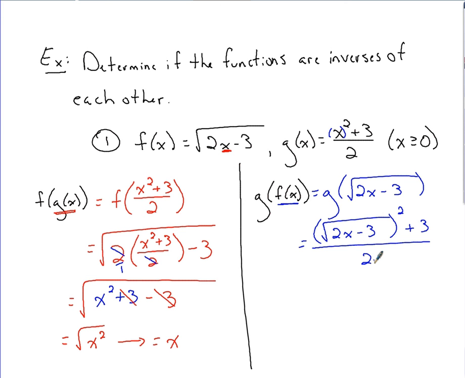Everything has been plugged in. Time to simplify. I've got this radical that's being squared, meaning the radical cancels out. You've got 2x minus 3 plus 3 over 2. Collecting like terms in the numerator, the 3's cancel out, which means you have 2x over 2 left, at which point you can cancel the 2's out, meaning everything would equal x. And we're trying to determine if the functions are inverses of each other. Well, it appears that yes, they are inverses of each other.